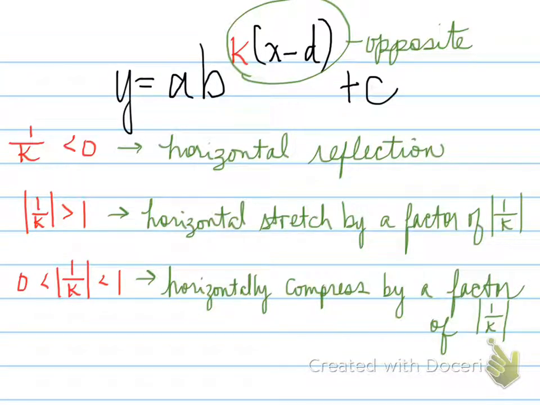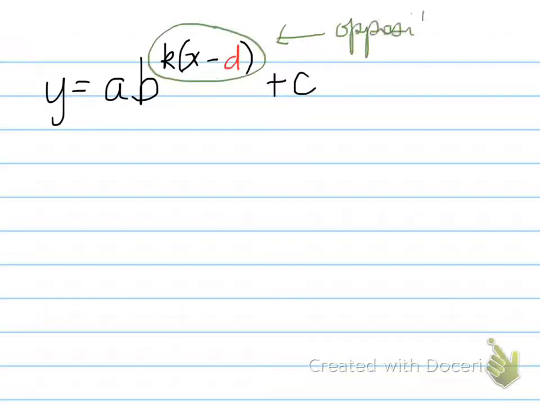All right, next letter. D. D again, you have to look at the opposite of what you see there. Okay, so again we look at D, and it has to be opposite because it is in the exponent and it directly affects the x.